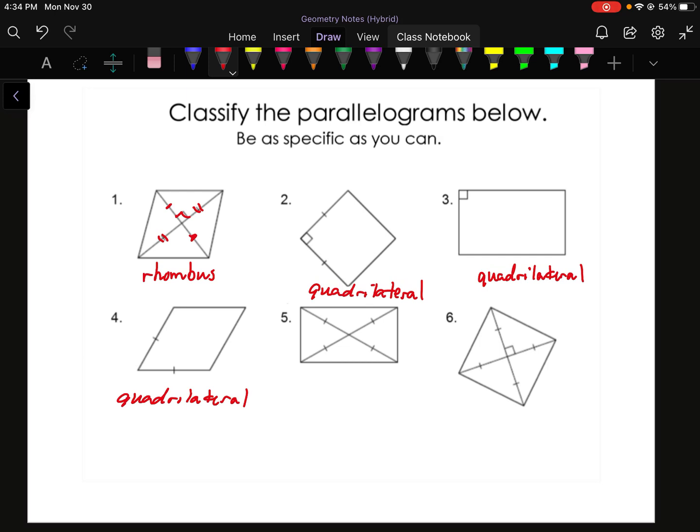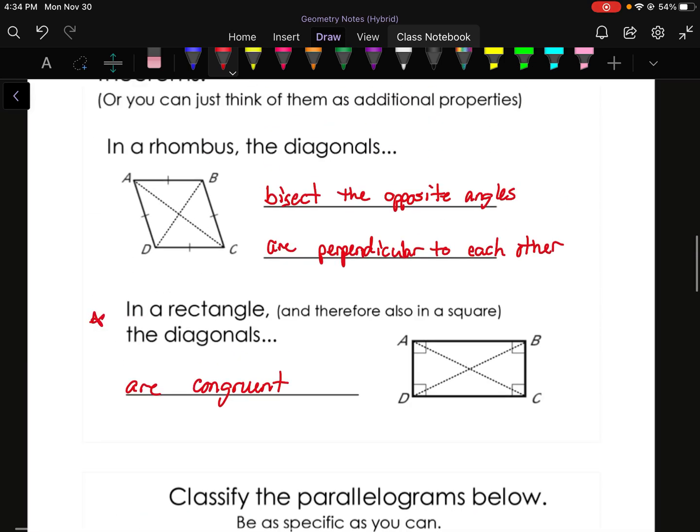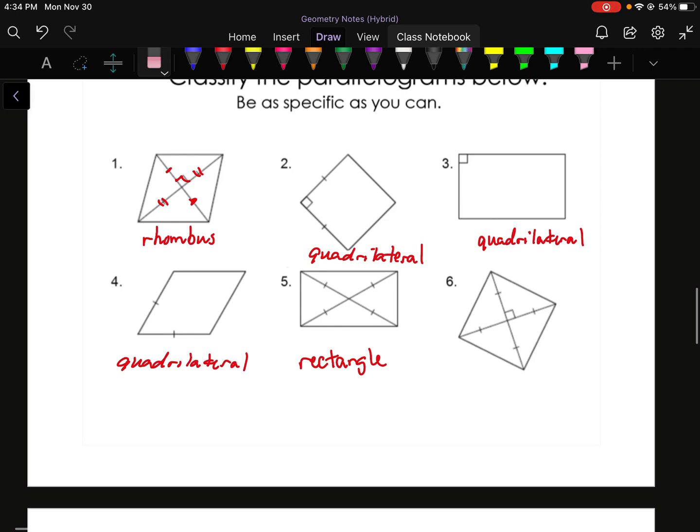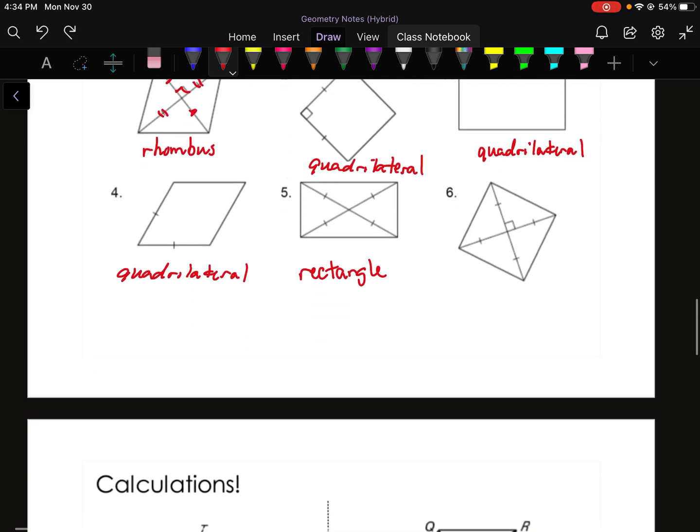Number 5, though, it looks like a rectangle, and it is a rectangle because of this property right here. The diagonals are congruent. So this diagonal is the same as that diagonal because, I mean, you can go about this a couple different ways, but these segments are congruent. These segments are also congruent to the same segment, so therefore they bisect each other, therefore it is a rectangle.